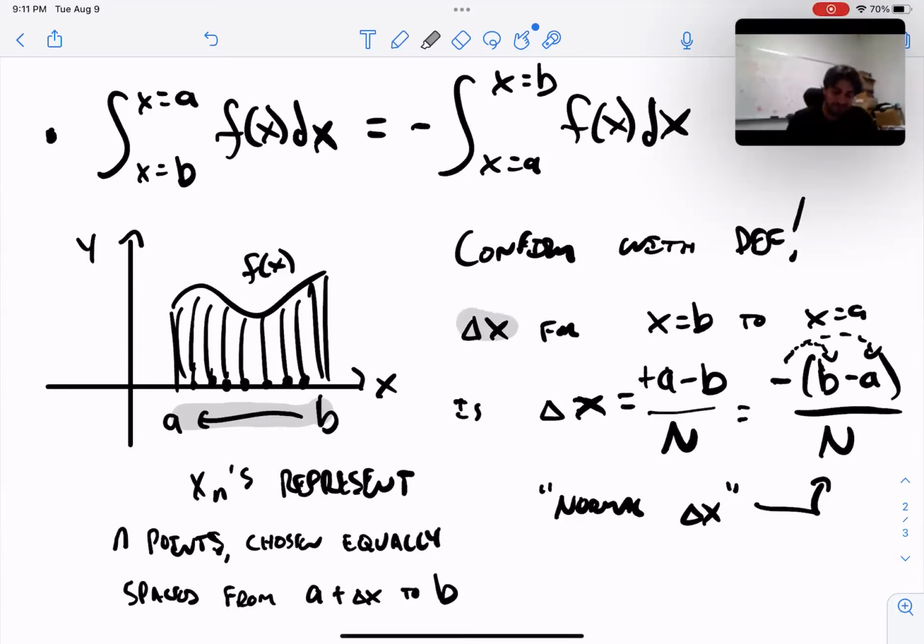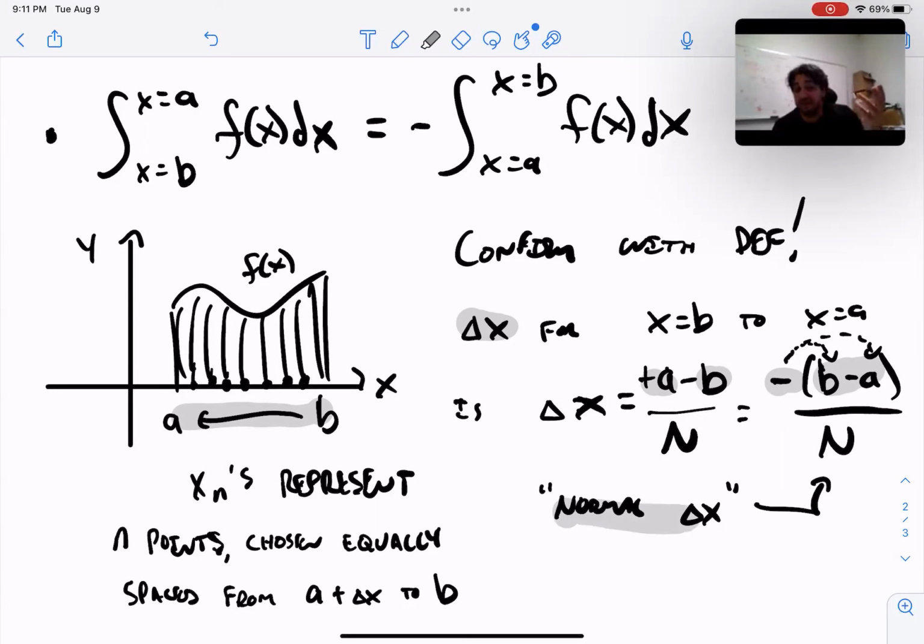What's our formula for delta x? Well, if you're going from b to a, your numerator on delta x is going to look like a minus b, because a and b were interchanged, right? So instead of b minus a over n, you're going to have a minus b over n. Then this expression in the numerator, you could factor out a negative to get negative b minus a, right? It's the negative of the normal delta x, what delta x usually looks like, b minus a over n.